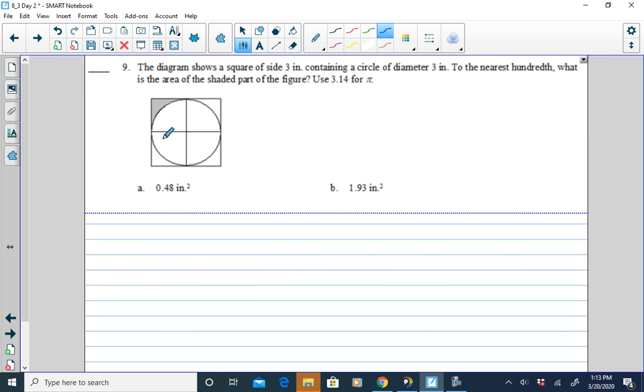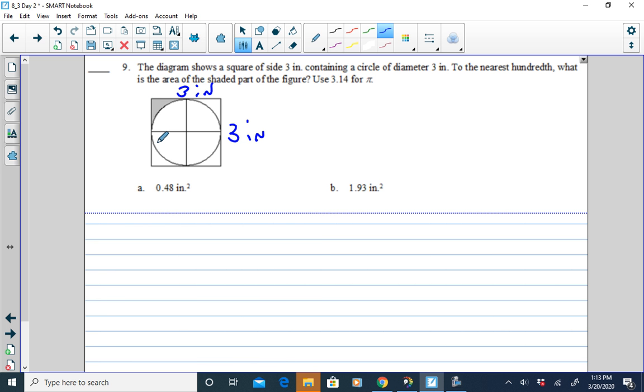All right, just a couple more to do. Problem number 9. I thought this was a cool problem too, so I wanted to have you guys play around with it. The diagram shows a square of side 3 inches. So we know these are 3 inches, these are 3 inches, containing a circle with a diameter of 3 inches. To the nearest hundredth, what is the area of the shaded part of the figure? And that's just that little piece here.